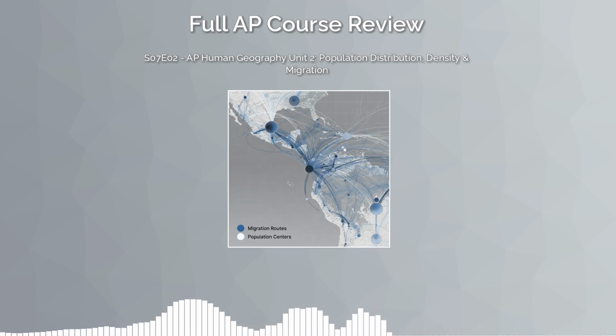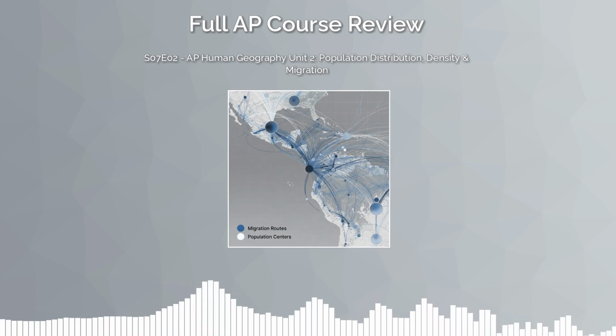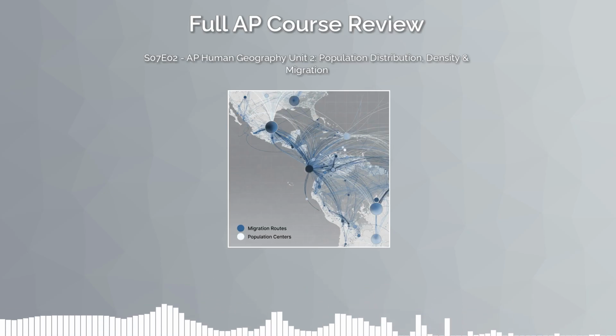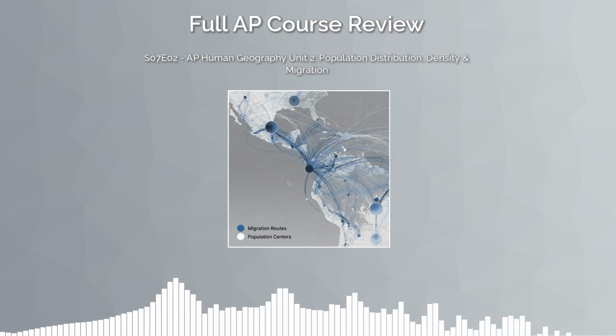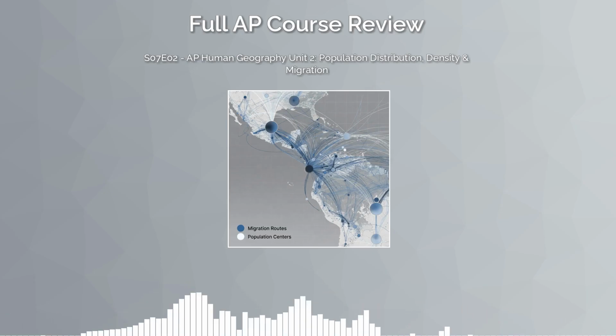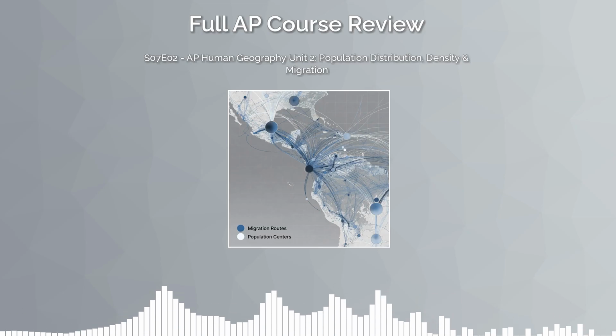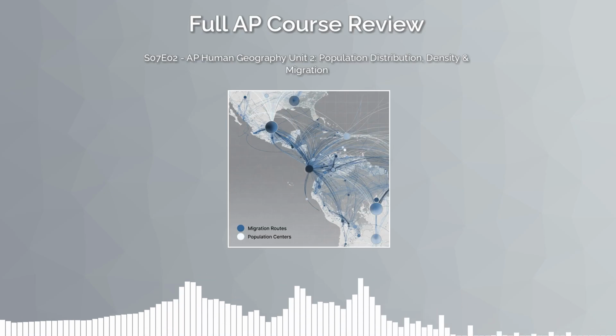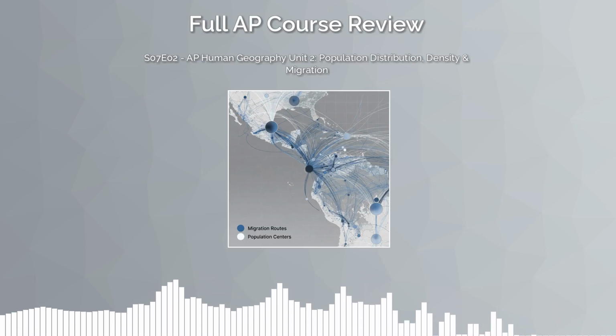The third shape is the stationary pyramid, sometimes called a stable pyramid. It looks like a column or a gentle rectangle, roughly equal width from bottom to top with a slight rounding at the upper end. This reflects low birth rates balanced by low death rates, a hallmark of stage 3 and early stage 4 countries. The United States trends toward this shape, though with some variation in the middle cohorts because of the baby boom.